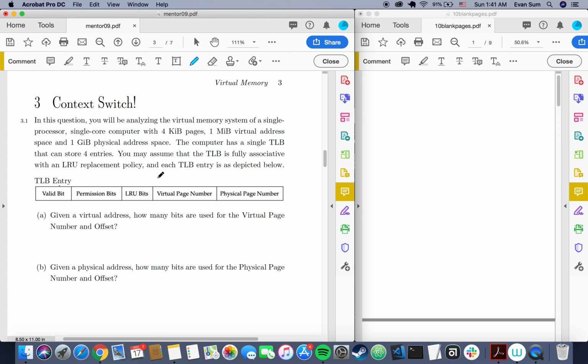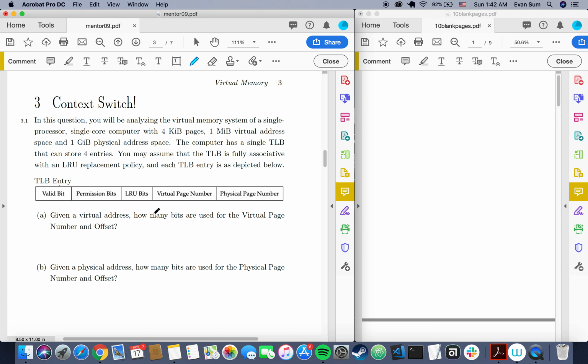But for us, we're going to cache page mappings, similar to what the page table does, except this one gives you a valid bit to tell you whether or not the entry is valid. It also has permission bits, which depend on maybe whether you're the kernel or user, which is not covered that much in this class, so don't worry about it. The LRU bits help tell whether you're the least recently used entry or were just recently used, so that's how you decide what to kick out. And then you have the virtual page number mapping to the physical page number.